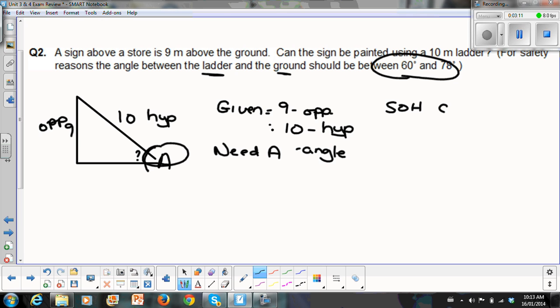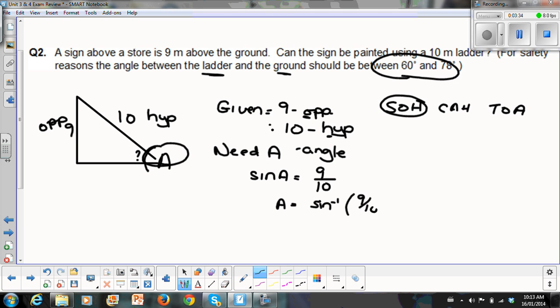Our choices are to use sine, cos, or tan, SOHCAHTOA. We have opposite and hypotenuse, therefore we're going to use sine. The sine of angle A equals opposite 9 over hypotenuse 10. And when we are solving for the angle A, we have to do the inverse. I'm going to write the step to the calculator here. You're going to want to press the shift or second function button. And when you calculate angle A, you get, rounded, 42 degrees. Angles we round to the nearest degree.